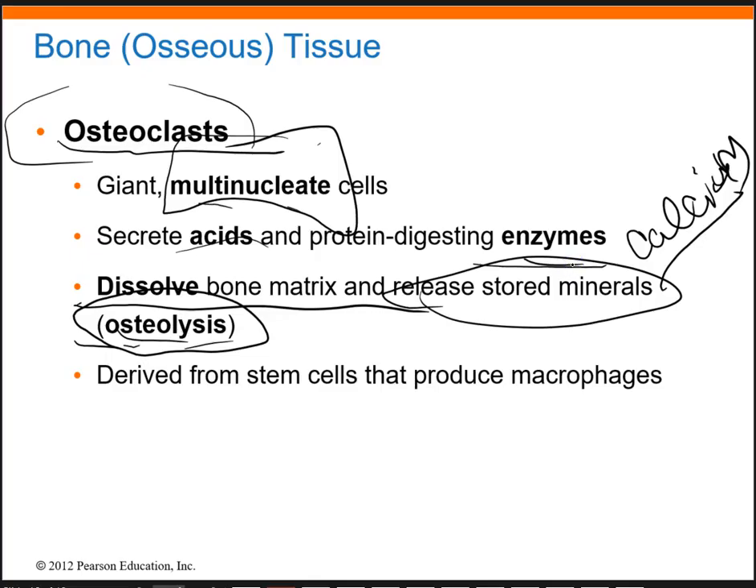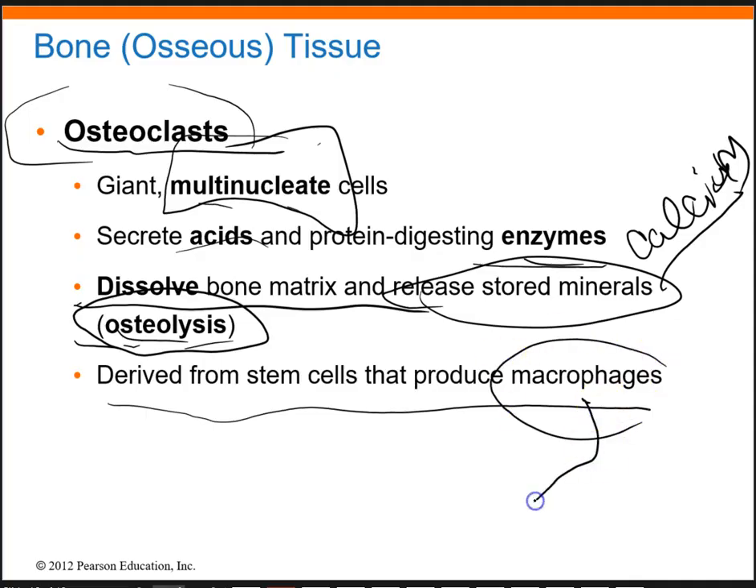And these osteoclasts are derived from a completely different cell line. They come from the same types of stem cells that produce macrophages. Macrophages are immune system cells that are like Pac-Man. They go around the body and they eat and digest anything that shouldn't be there. So you can kind of see the relation: digesting things, breaking things down. But my point is that osteoclasts are not related to the other three types of cells.